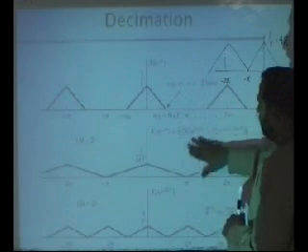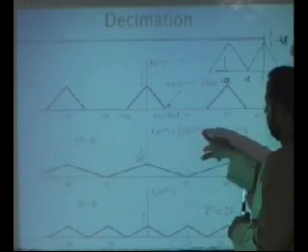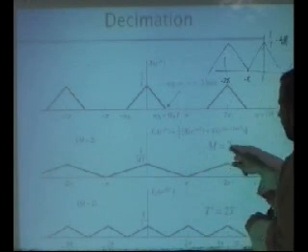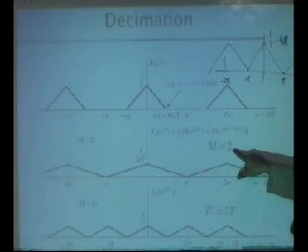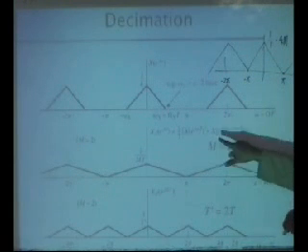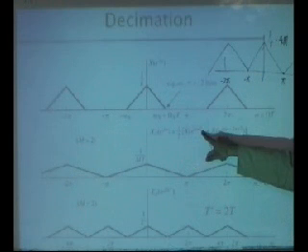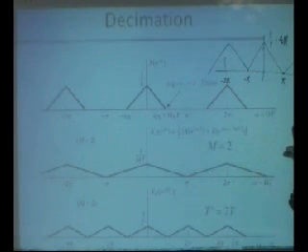I'll not get into that, but this is what is meant if you throw away every other sample, or decimate it by 2. If you decimate it by 3, it will be divided by 3. You will have 3 of these. If you have 4, it will have 4 of these. If you do 5, it will have 5 of these.